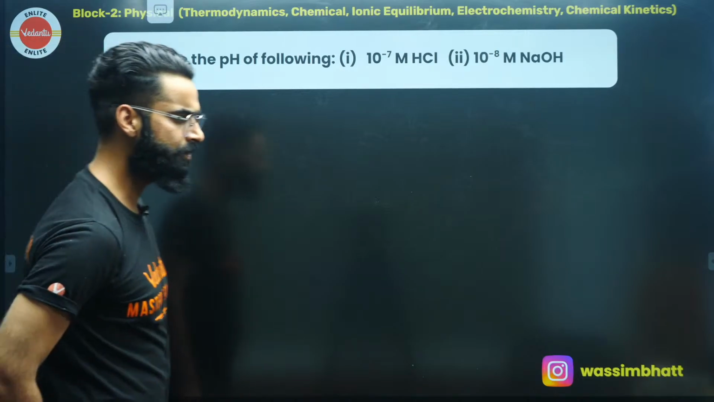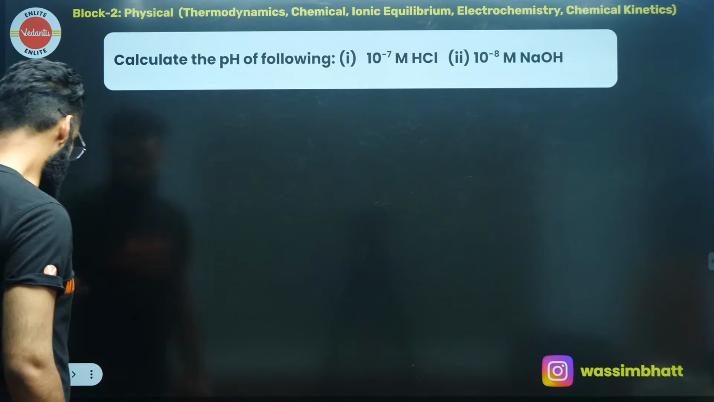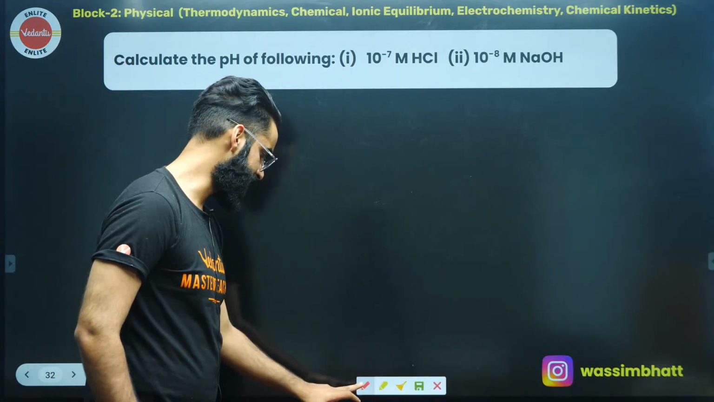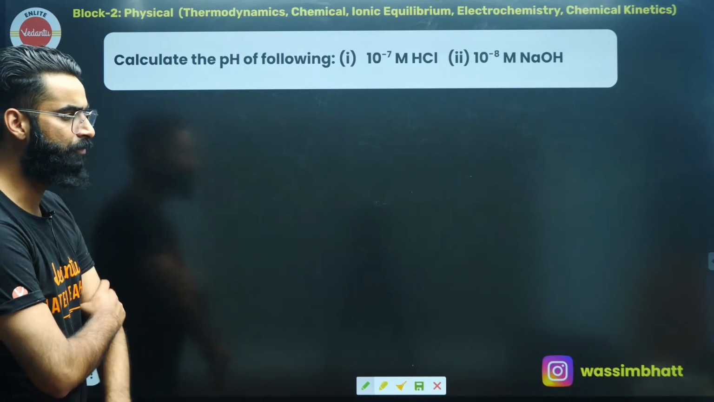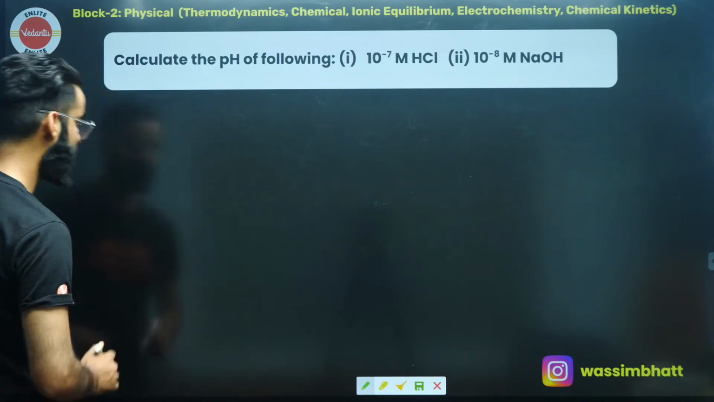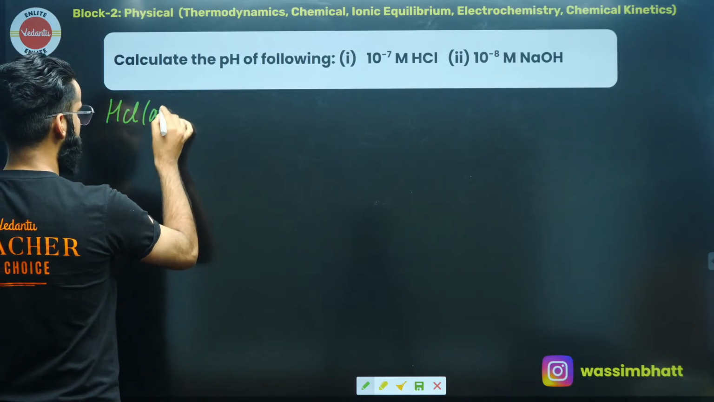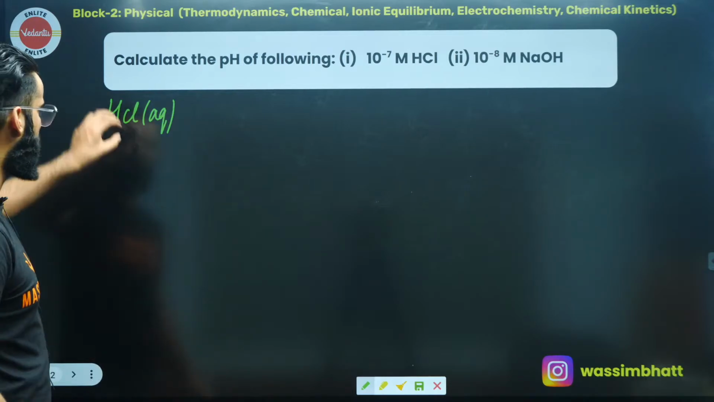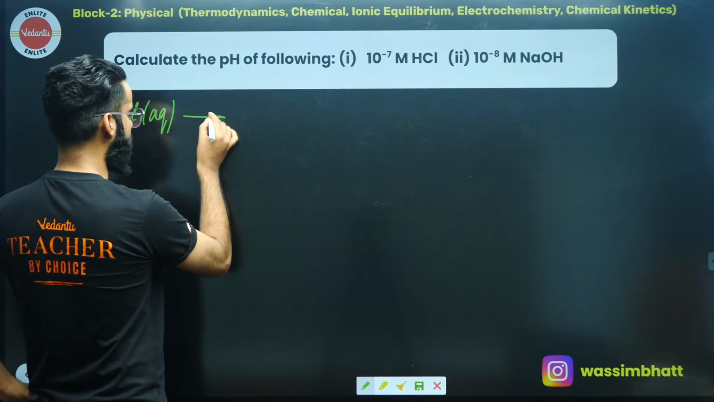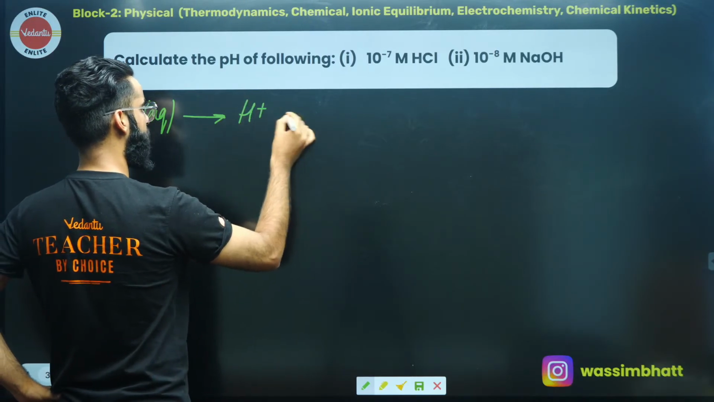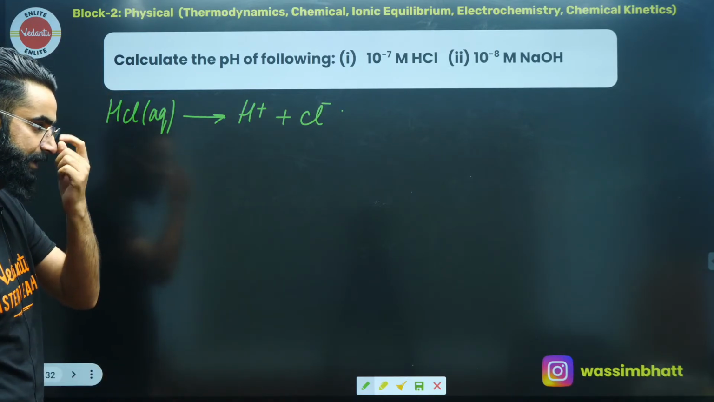All right, now there are certain questions which are based on pH. Have a look. See guys, calculate the pH of the following. The first is 10 raised to power minus 7 molar HCl. So first of all, you have got HCl aqueous basically. What is meant by this? That means you are putting HCl into water. When you put HCl into water, what's going to happen? It's going to give away H positive ions and Cl negative ions. As simple as that, right? H positive ions and Cl negative ions.